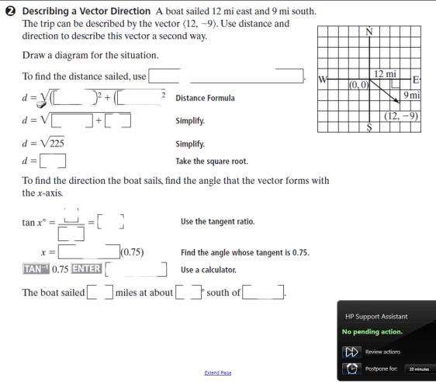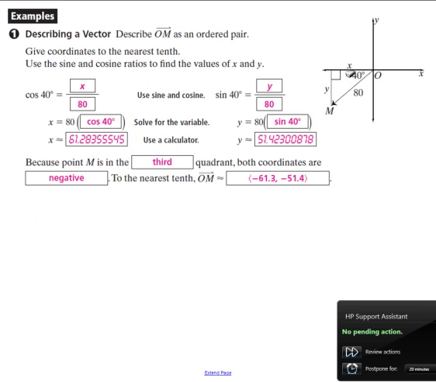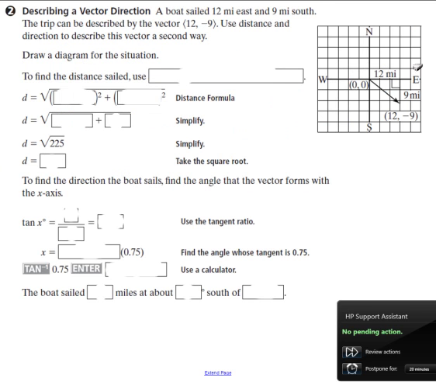So in the previous example, they gave us the angle and the length to describe the vector, and they wanted us to find the x and y coordinates. Here, they're giving us essentially x and y coordinates because they say it went 12 to the east and 9 south, so we can describe it this way. Now, instead, they want distance and direction. So they want to know the length of this hypotenuse and the angle of depression here from east.